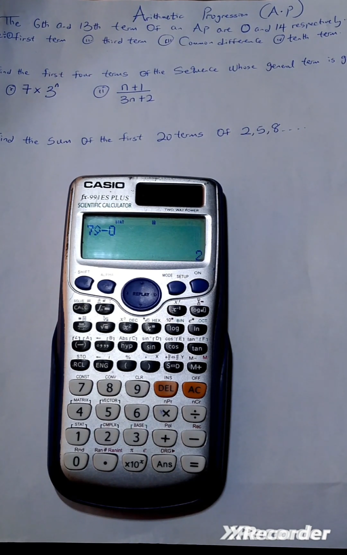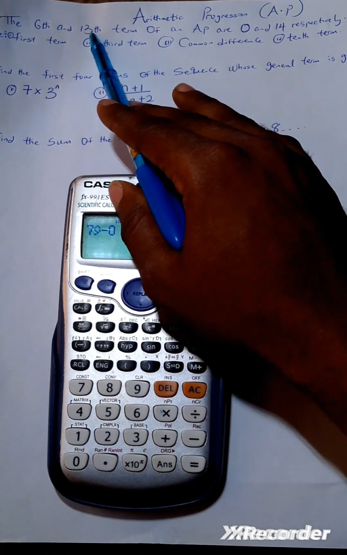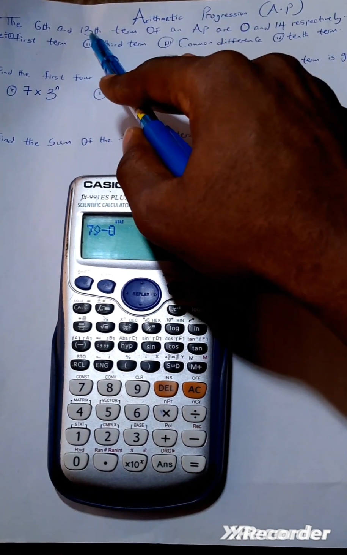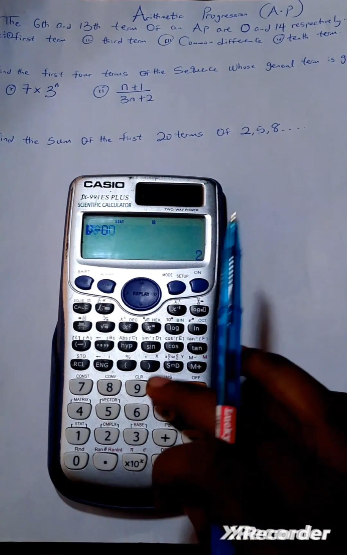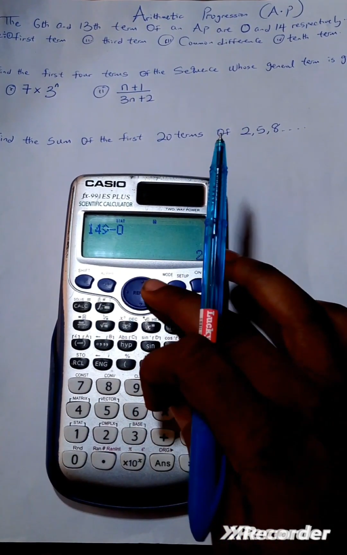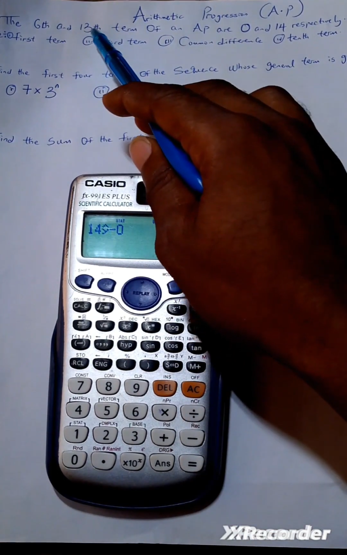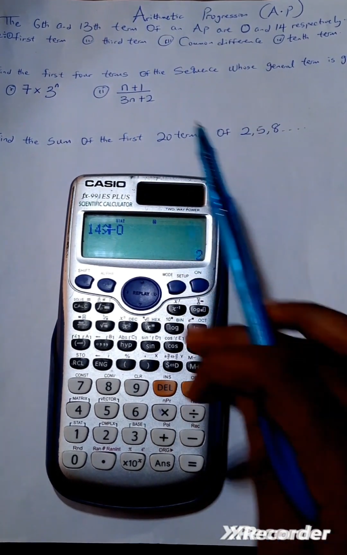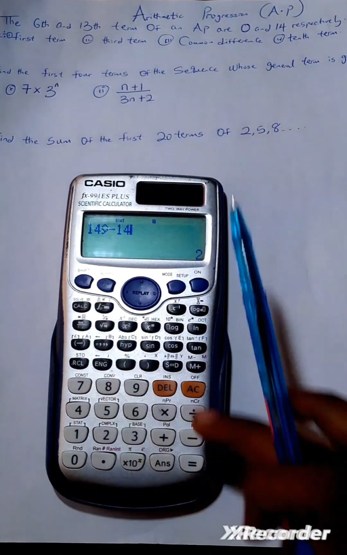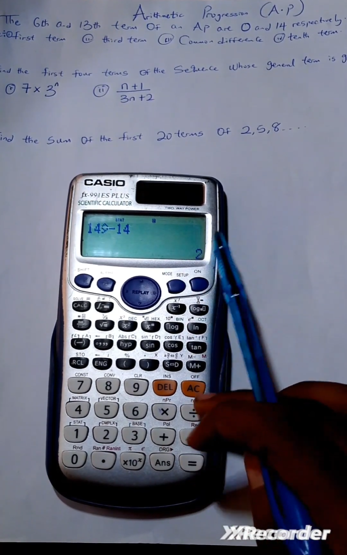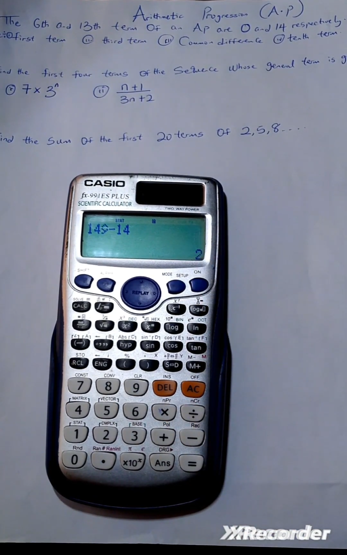Or better still, you can still use 13. The next value to 13 is 14. Let's use 14 minus, what is the value for the 13th term? It is 14. So as you can see, this also gives us 2, which shows that the two are the same. You can choose any one you like. So that is that for question number 1.